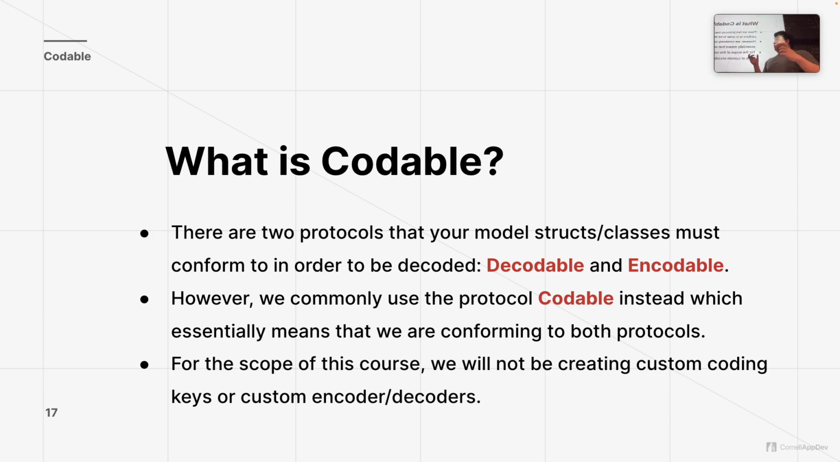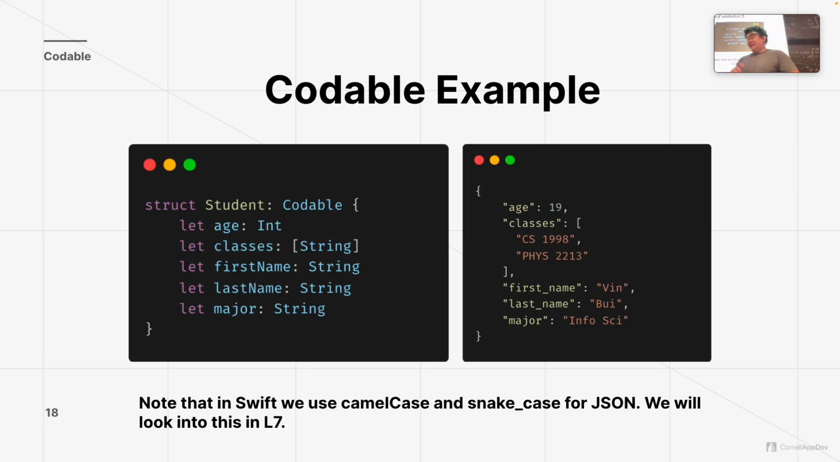So in order to do that, we need to conform all of the models that we want to use, so the post model in A3, to Codable, which consists of both Encodable and Decodable. Commonly we use Codable instead of the separate ones because Codable covers both of them. In the scope of this course, we won't be going too much into custom decoding and encoding. There is a custom class that does that for you, and I used to go into more detail about how Codable works.